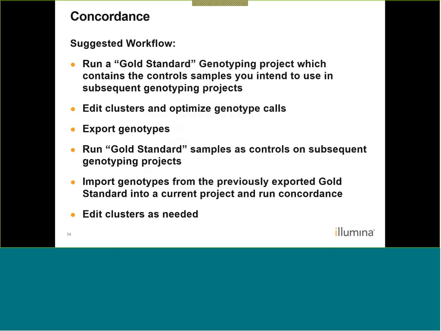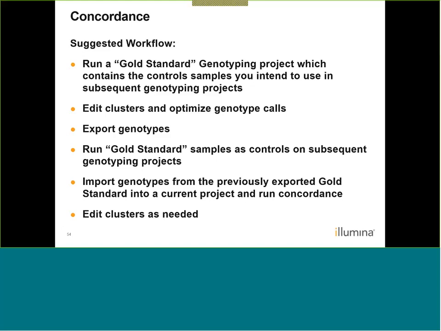Now here's the suggested workflow. Run a gold standard genotyping project which contains the control samples that you intend to use in subsequent genotyping projects. Edit the clusters in that project and optimize the genotype calls so that you have complete confidence in those genotype calls. You can then export the genotypes using the concordance tool, and then in subsequent genotyping projects, run some of these gold standard samples as controls on the subsequent genotyping projects.